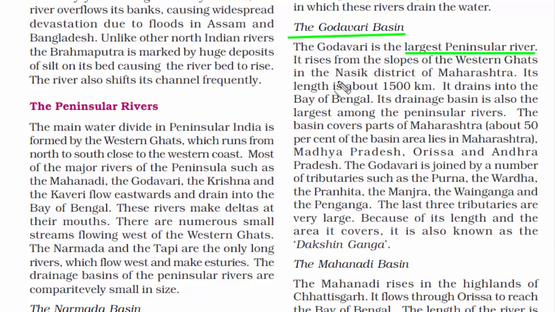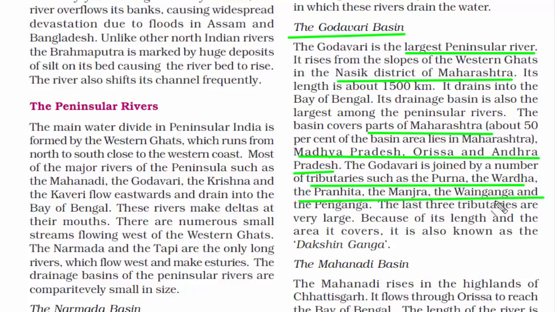So it starts from Western Ghats in the Nasik district of Maharashtra, then goes to Madhya Pradesh, then Orissa and Andhra Pradesh. And there are many small tributaries of Godavari such as the Purna, the Vardha, the Pranhita, the Manjara, the Vainganga and the Penganga.